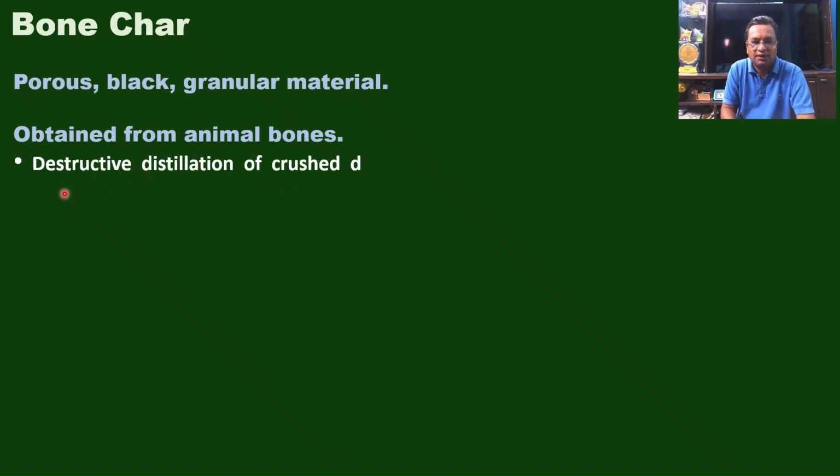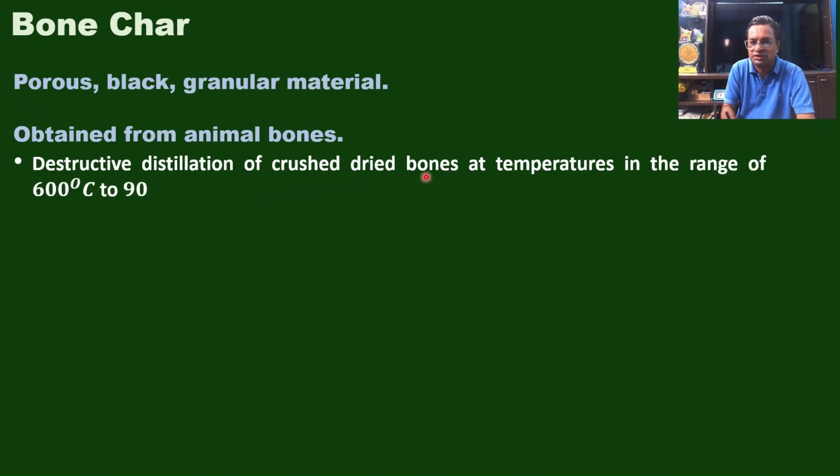How is it done? It is done by destructive distillation of crushed, dried bones at temperatures in the range from 600 degrees Celsius to 900 degrees Celsius. So destructive distillation is carried out on these animal bones, which are first crushed and dried, and then the destructive distillation is carried out at temperatures in the range of 600 degrees Celsius to 900 degrees Celsius.